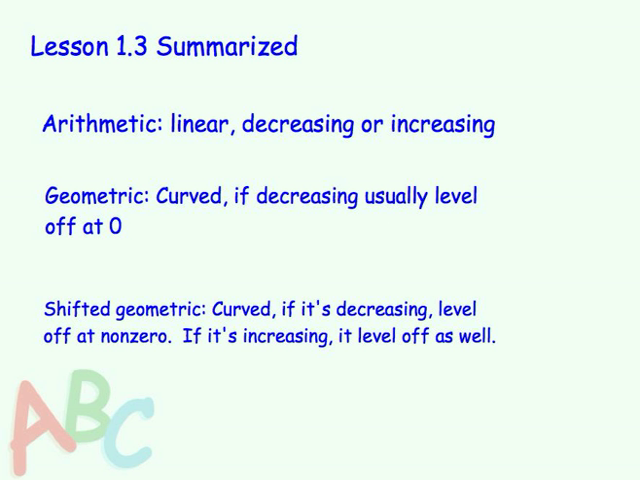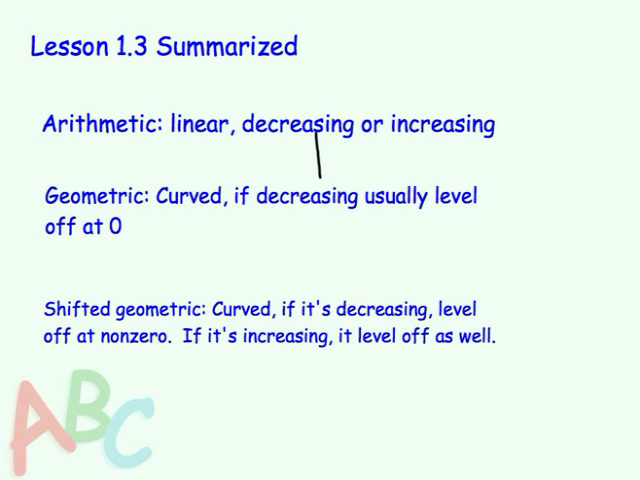So let me summarize the lesson. You have an arithmetic sequence, and that's linear. It is either decreasing or increasing. It is decreasing by the same amount or increasing by the same amount. Geometric, it's curved. It's usually decreasing. If it's decreasing, it will level out at 0. Okay. Shifted geometric, it's also curved. If it's decreasing, it levels out at a value that is non-zero. So any other value that is non-zero. If it's increasing, it will also level off. So that's how you can tell the difference between arithmetic, geometric, and shifted geometric.